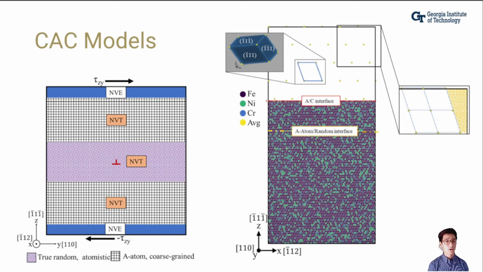You can also note that there is no pad region required in CAC, overlapping atoms and nodes, because there is no coupling relation. True random atomic degrees of freedom interact directly with nodes through the interatomic potential in the CAC formula. In these models, we use element sizes that represent nearly 2,000 atoms per element.